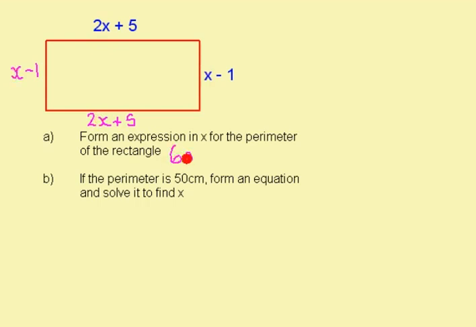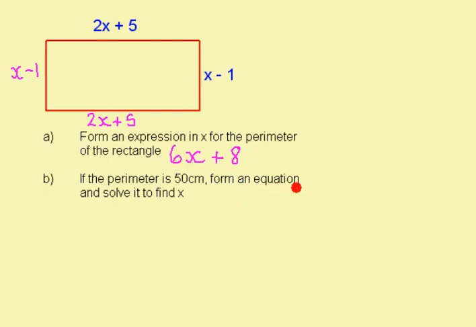So it's 6x. I now need to look at the numbers. I've got 5, minus 1 is 4, add 5 is 9, minus 1 is 8. So my expression is 6x plus 8. It hasn't got an equal sign, so it's an expression, not an equation.